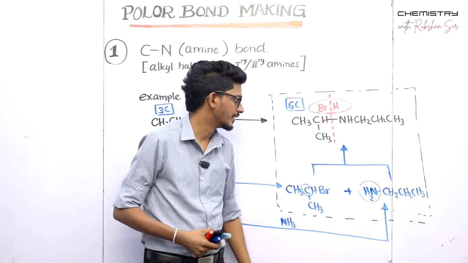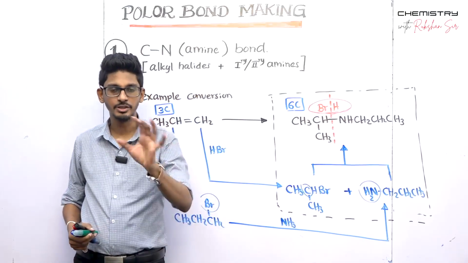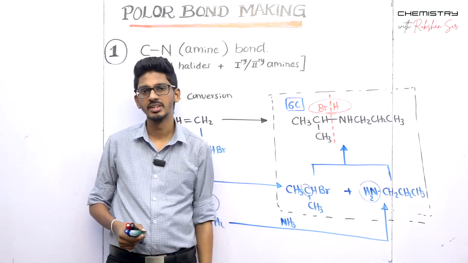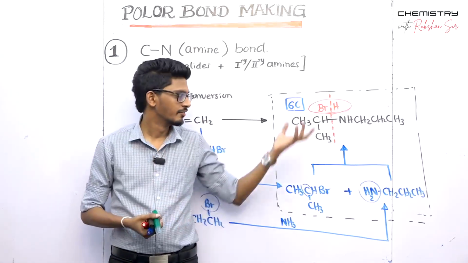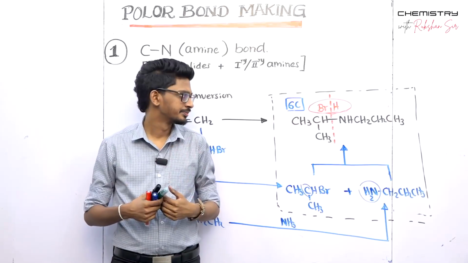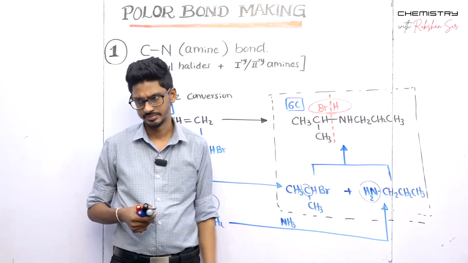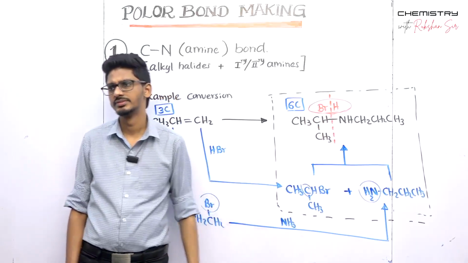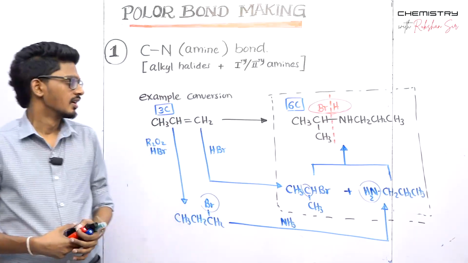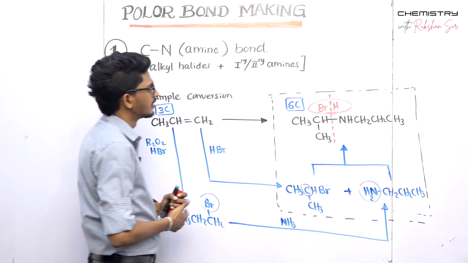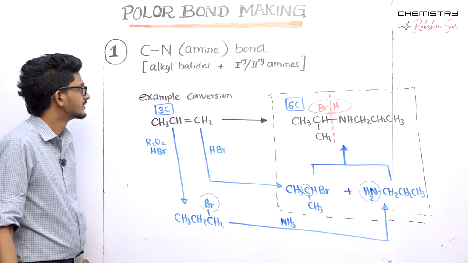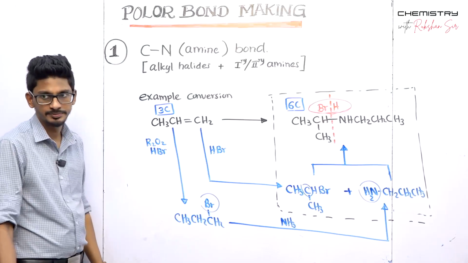When you are forming the amine bond, HBr or HCl, HX, a halogen acid kind of thing, will be released. So you need to remember this. That's all. Right? Okay. Let's come up with the second kind of polar bond.